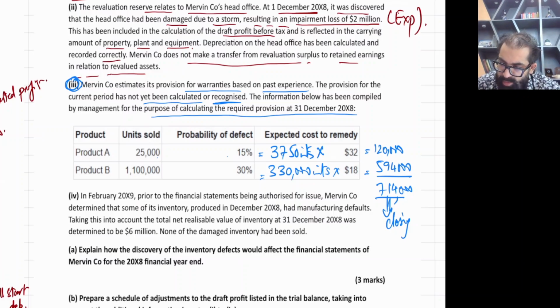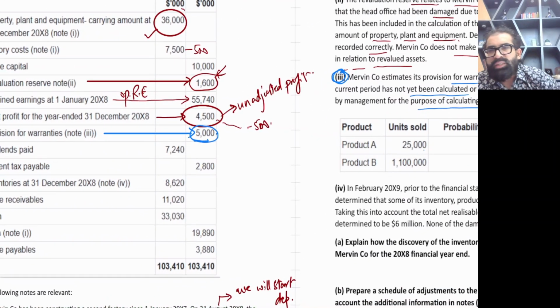Let me calculate it again. Wait. 25,000 into 15% into 32, right? 1100,000. This is not 594, it's 5940000. I missed a zero. You can also check. So the total will be 6060000. And if you remove 30, it will be 6060 only. Okay, so your opening provision is 5,000, closing is 6060.